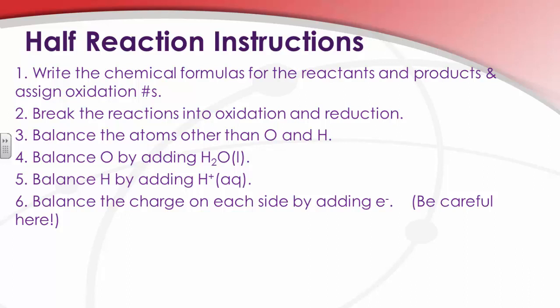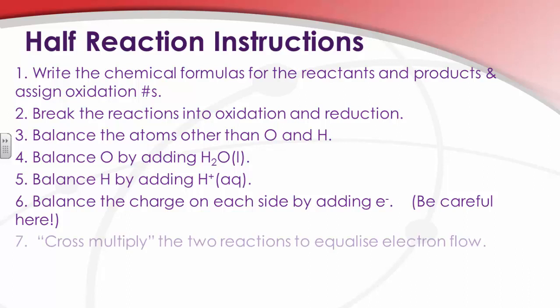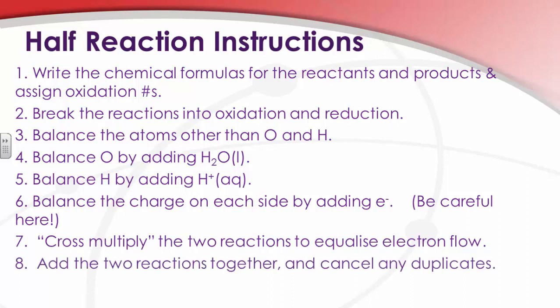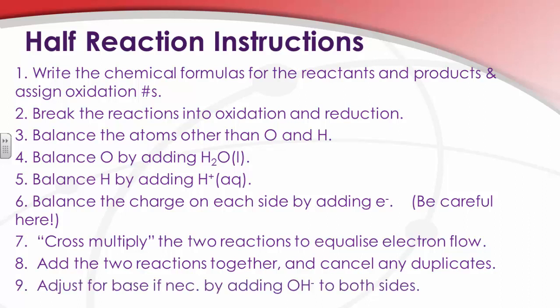And we have to be careful there to make sure that the charge is correct, paying attention to any of the numbers in front of the ions. Then we need to equalize electron flow. Remember that every electron that is given up must be accepted. Finally, we add the two reactions together and cancel any duplicates. If we work in base, then we also have to get rid of the protons by adding hydroxide, just like we did last time.